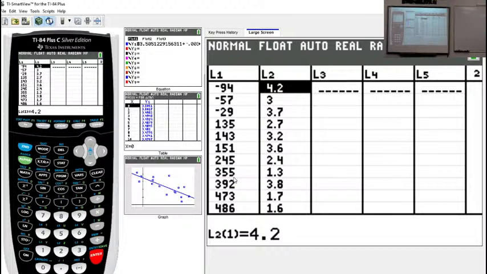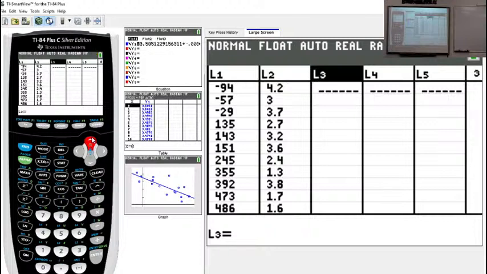You can either do that one by one for all 16 values, or you can make the calculator do that for you. Let's go to list 3. This is where we're going to put our predicted values. Here are my x values. They're in list 1. I want to take them and put them into the equation. Where's the equation right now in the calculator?